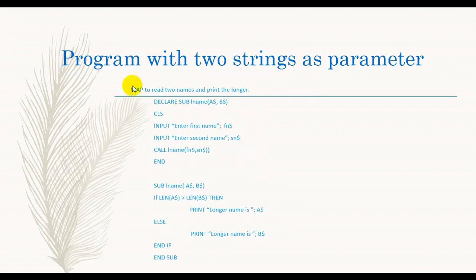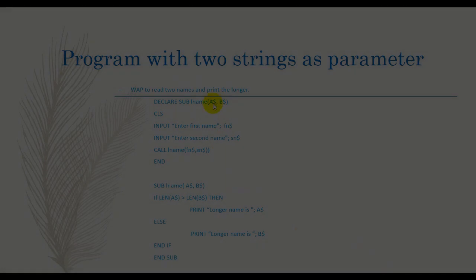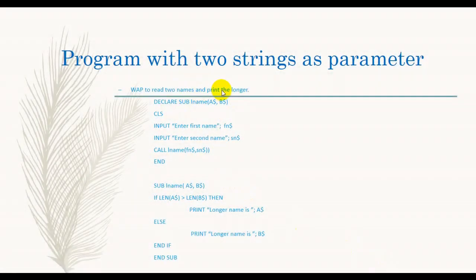So let's see one another example. We have to read two names and print the longer. Two string variables, as two names are to be taken as input, and as it needs to print the longer one, that means as it is going to give the longer name as output, I had given here the name LNAME, that resembles long name, whatever you can give. Okay, so input first name, input second name. So fn$ and sn$ are the two variables which are accepting the values given by the user.